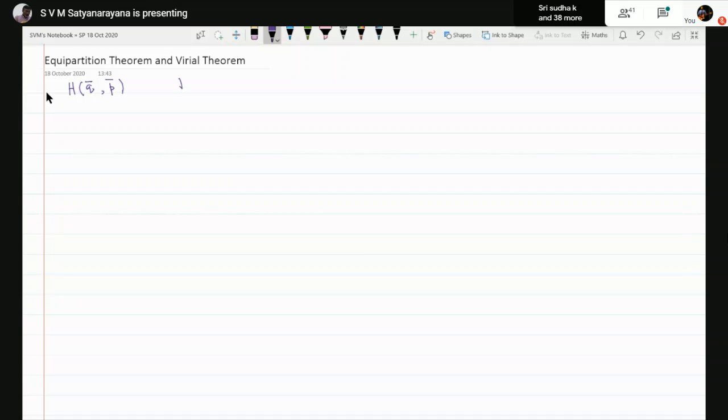So this is the Hamiltonian. Let me simply denote some omega to represent this Q bar and P bar. I'm simply going to call this omega. So omega is basically a shorthand notation for Q1 up to Q3N and P1 up to P3N. This is just notation.